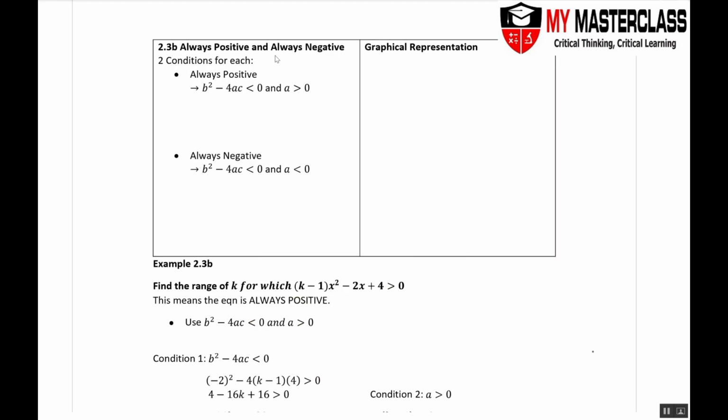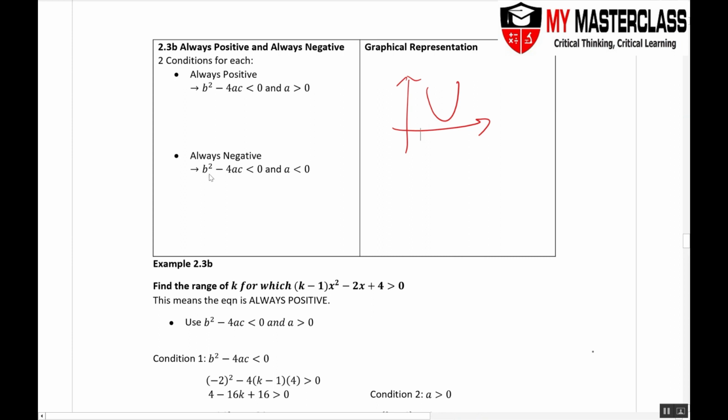Always positive and always negative, which means they are saying your graph is always positive or always negative. So if I were to represent this on a graph, when it's always positive, b squared minus 4ac is less than 0, based on what we discussed earlier, and a is more than 0, where it's a smiley face. So this is how it will look like: a smiley face floating above the x-axis, which is always positive.